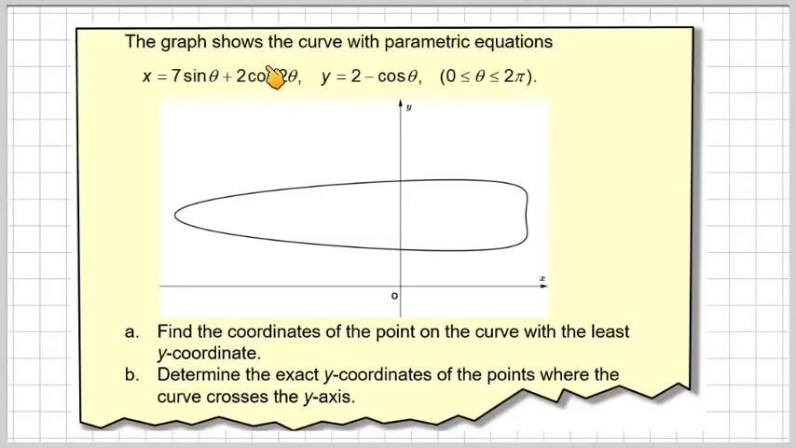The graph shows the curve with the parametric equations x equals 7 sin theta plus 2 cos 2 theta and y is equal to 2 minus cos theta, theta between 0 and 2 pi. Find the coordinates of the point on the curve with the least y coordinate. So looking at the graph, it's going to be somewhere over here. And determine the exact y coordinates of the points where the curve crosses the y-axis. So it's going to be there and there.